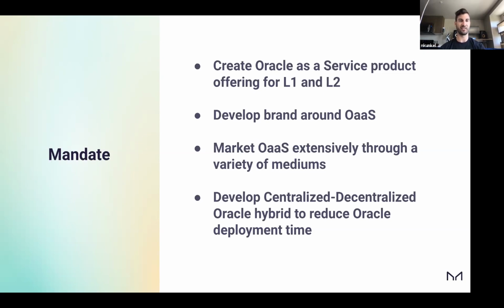And last is, and I didn't touch on this earlier, I want to create this centralized, decentralized Oracle hybrid, where the goal is to reduce the deployment time. And so what do I mean by that? Well, one of the complaints we've had from customers is that when they want an Oracle, they want the turnaround time to just be like that.